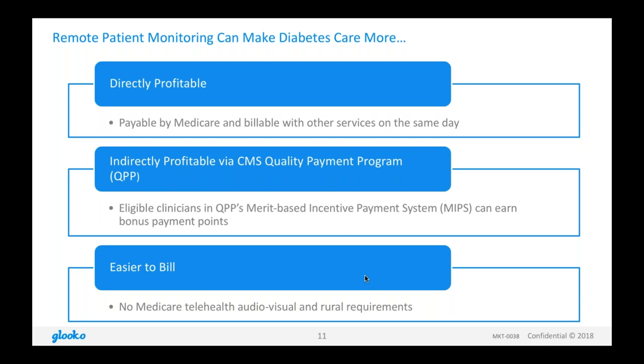It makes the diabetes care indirectly profitable because of the CMS new quality payment program. If you haven't heard of this, this is their new payment program that is dipping their toe into value-based care, pay-for-performance type of reimbursement. So eligible clinicians in the QPP, merit-based incentive payment system known as MIPS, can earn bonus payment points for using remote patient monitoring.